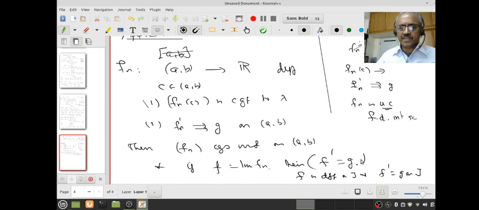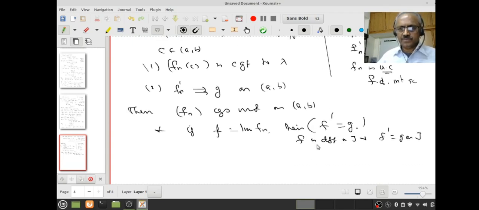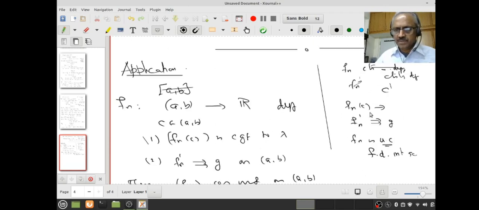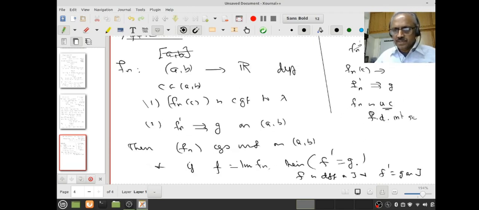But usually I will write f dash equal to g, all textbook. Do you understand? Is it exactly the same theorem? Yes, but what are the things? These are less stringent. The hypothesis I am assuming is less.